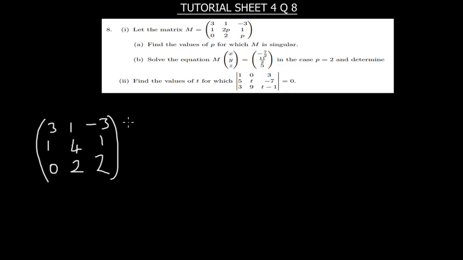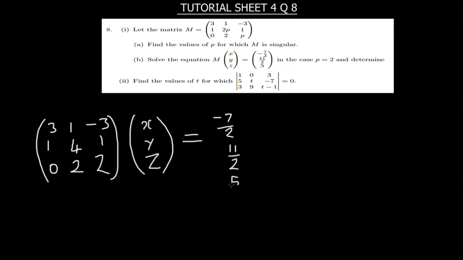So they're saying when you multiply this same matrix with x, y, and z, you are going to get these numbers: negative 7 over 2, positive 11 over 2, and 5 there. This is what we're going to get. So now this is a simultaneous equation.